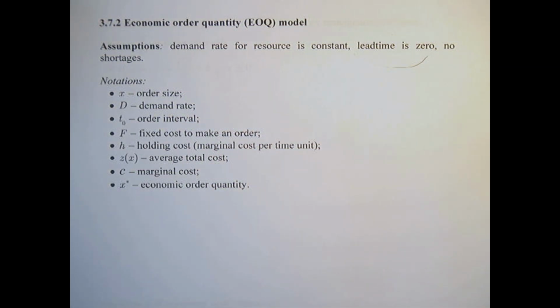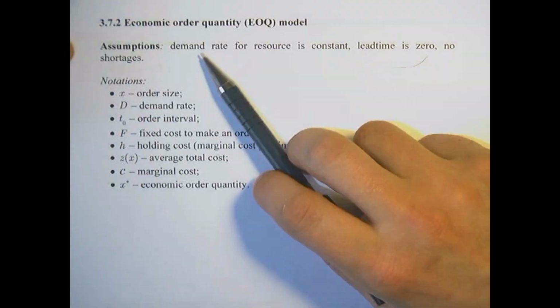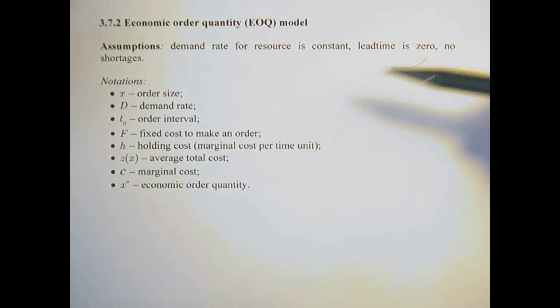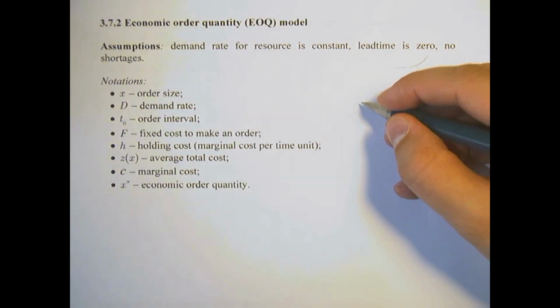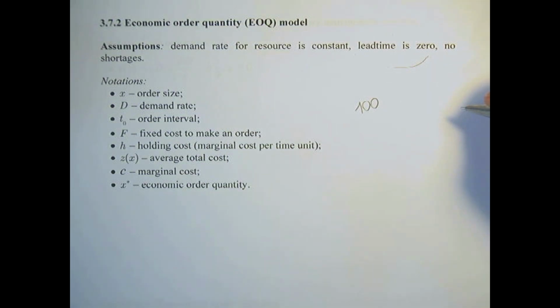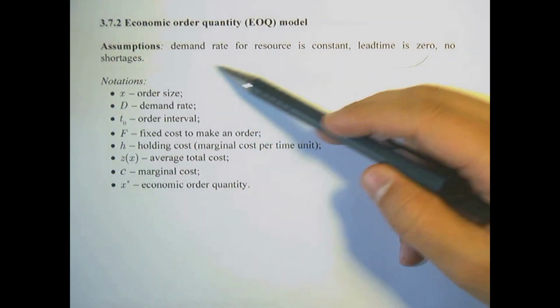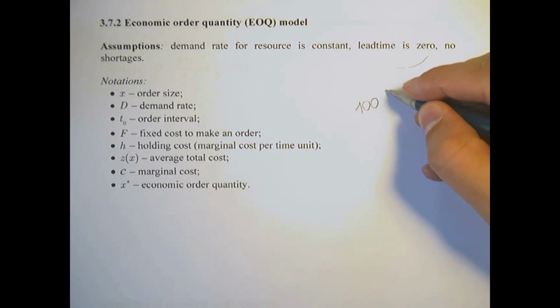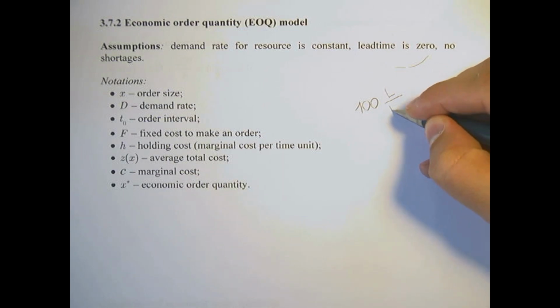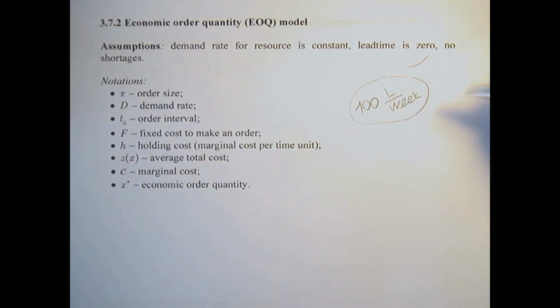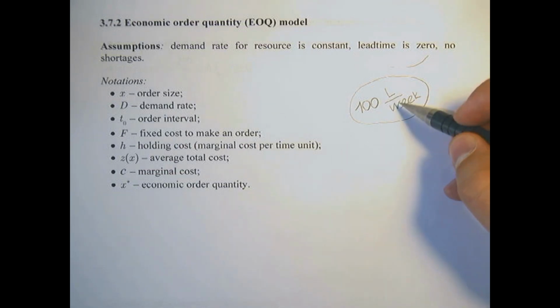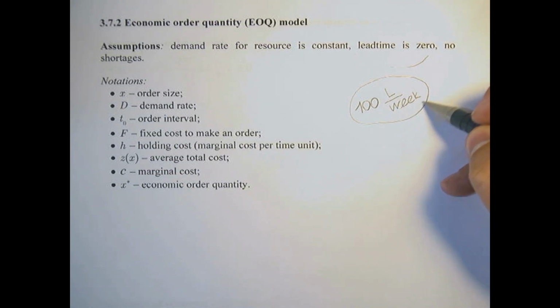Later we will relax this assumption, and we assume that there are no shortages in this case. And let's consider what demand rate means. Demand rate is like a speed of consumption. What is demand? Demand is, for instance, 100 liters of orange juice. But what does demand rate mean? Demand rate means 100 liters of orange juice per week. So this is the demand rate, and this is the difference. So how much do we consume per time period?